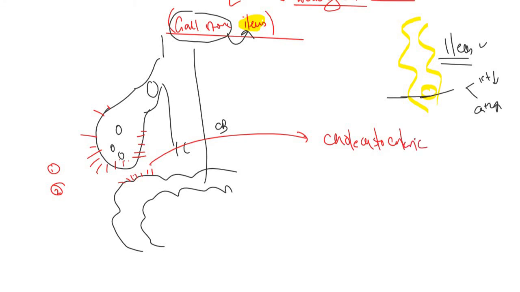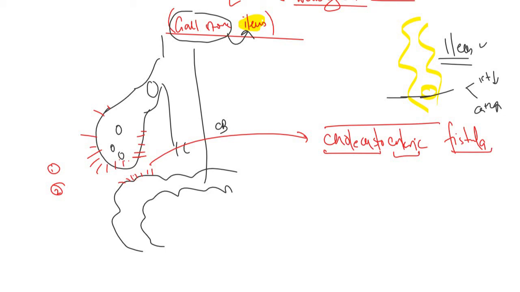cholecystoenteric fistula. Why is it called cholecystoenteric fistula? Because there is the GB, there is the bowel which is called enteric, and there is a communication which is called a fistula. So we have the formation of the cholecystoenteric fistula.